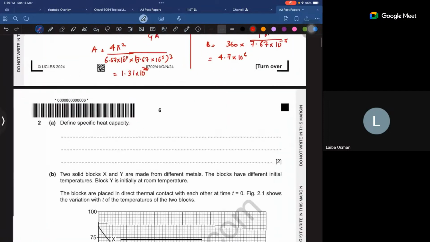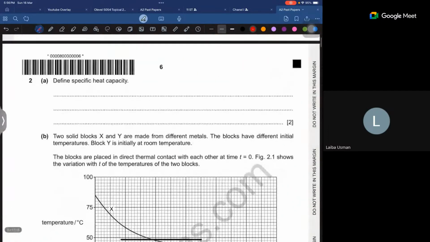Now, going to the next, which is define specific heat capacity. Again, for 2 marks, you have to be very particular. I'm going to give you in 2 parts. First, you're going to say it is the heat energy required per unit mass. Now, writing per unit mass is essential because specific means that you are looking at the mass.